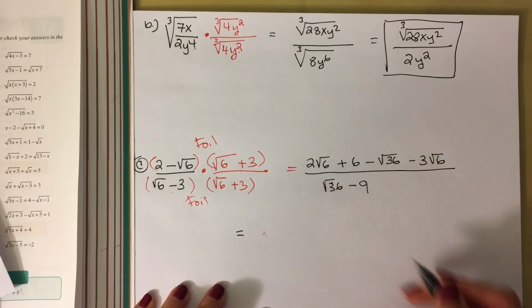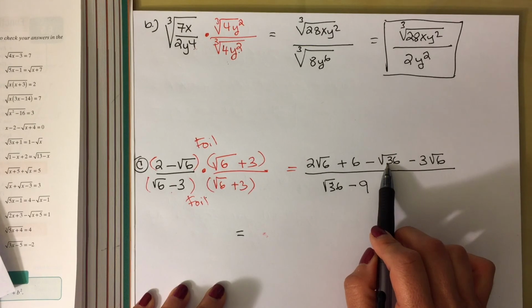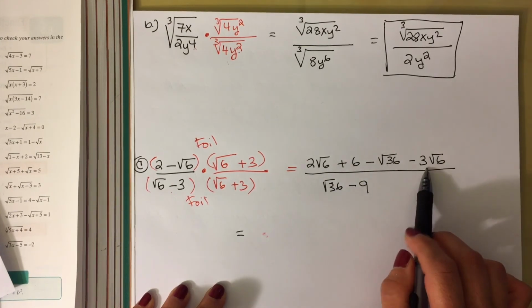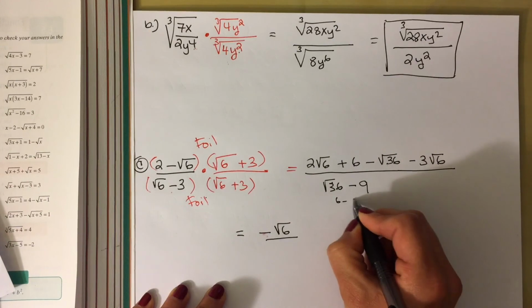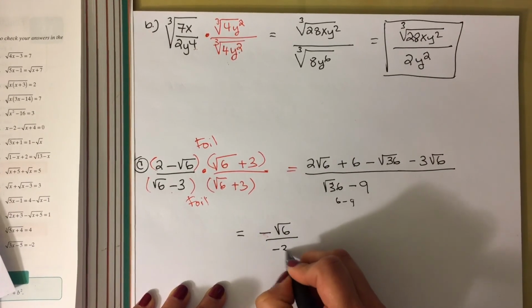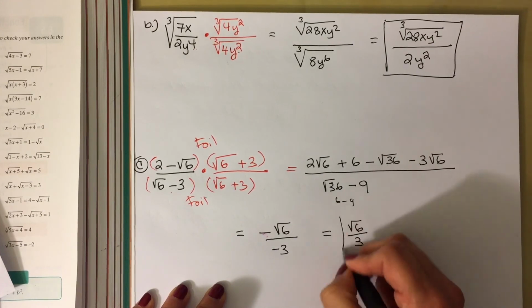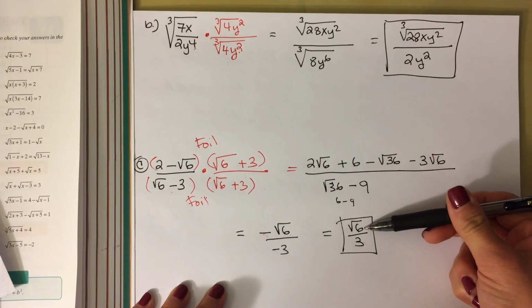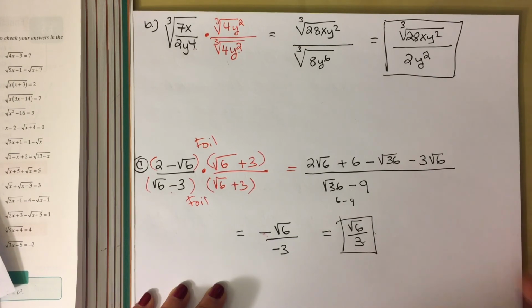Let's simplify this really quick. So we take the square root of 36, that's 6. And then we combine our like terms, and if we do that correctly, we're left with negative root 6. This is 6 minus 9, so that's going to be negative 3, and our final answer is root 6 over 3. And notice that you cannot reduce 3 and 6 because 3 is not inside the radical. So this is our final answer.